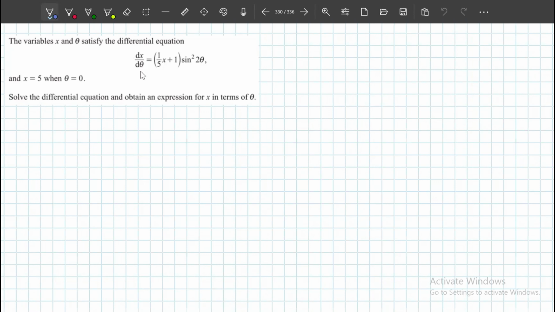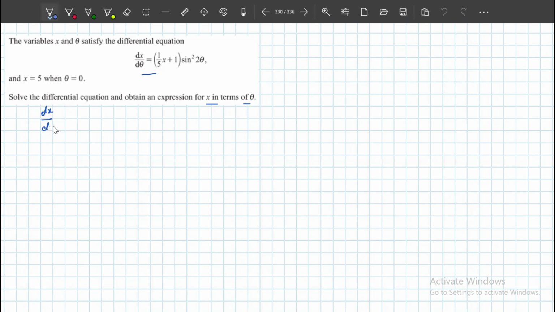The differential equation dx over d theta is 1 over 5 (x plus 1) sine square 2 theta. So first we will separate, and once it is separated we will apply the integration, then we will find the constant. After that we will write this differential equation in the form of x in terms of theta. So let's see the first step.